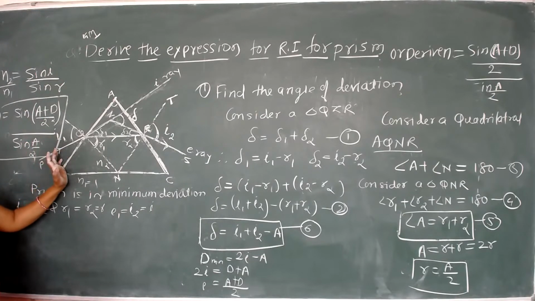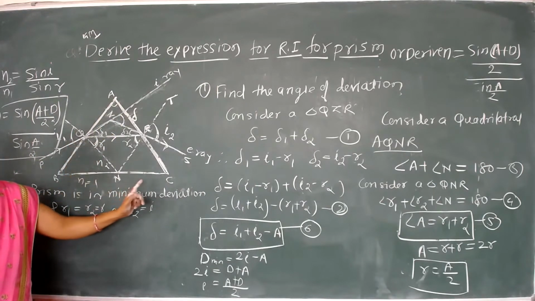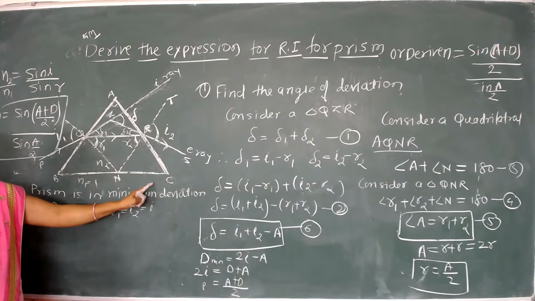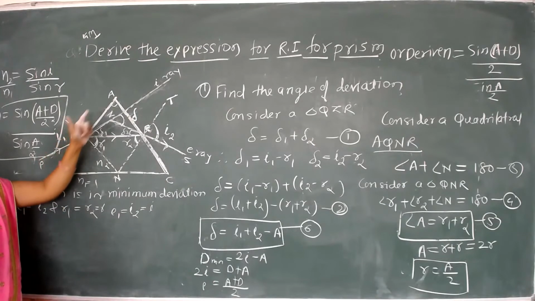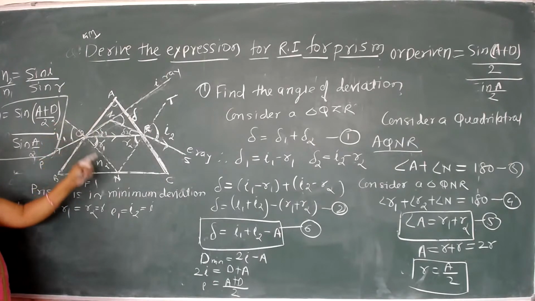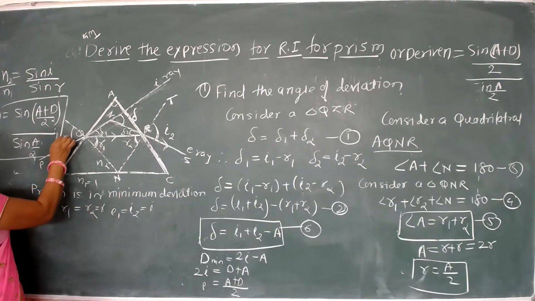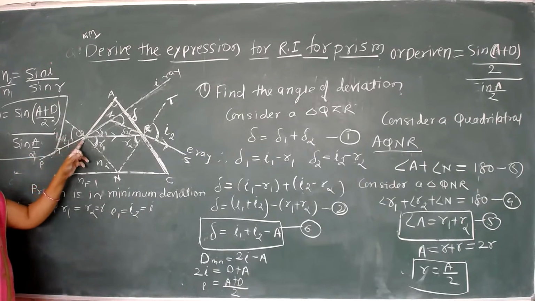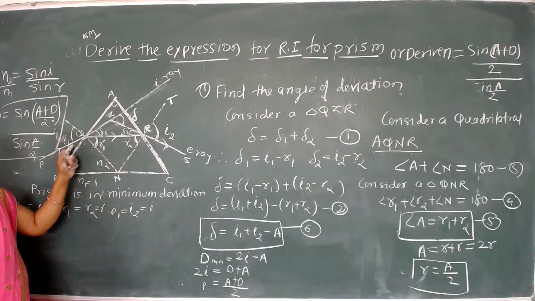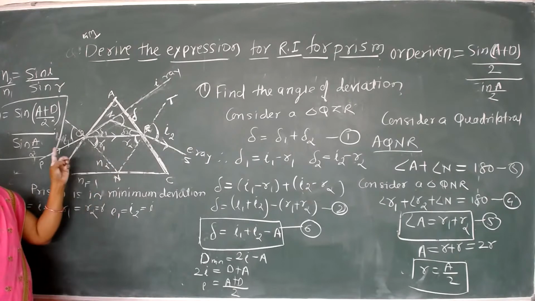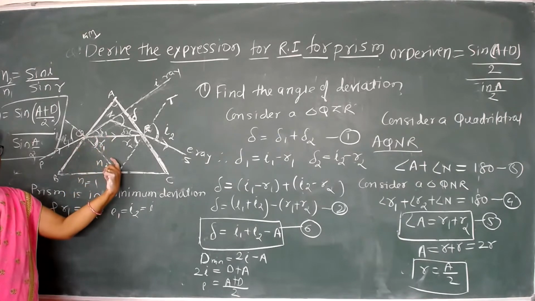To derive this expression, we consider a principal section of a prism. Let ABC be the principal section of the prism. PQ is a ray of light incident on the first surface. Draw a normal at the point of incidence, and this angle is known as the angle of incidence I1. When the ray of light is refracted from the air medium into the denser medium, it bends towards the normal.